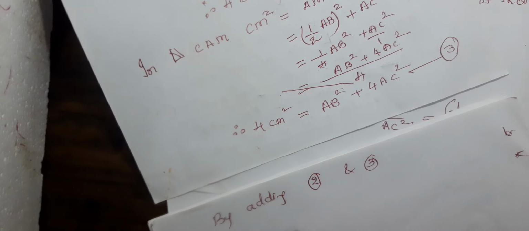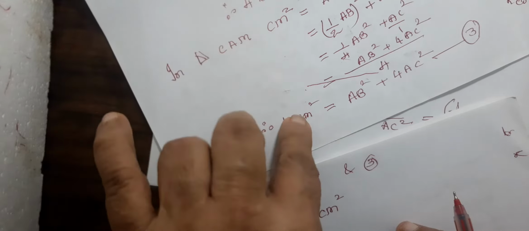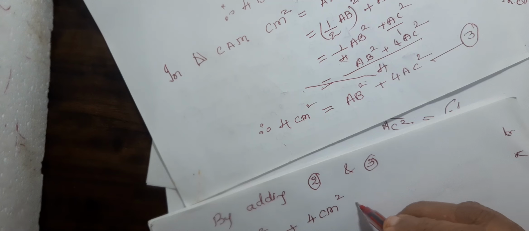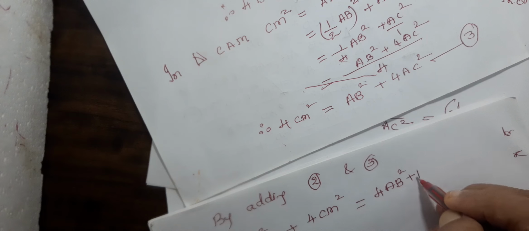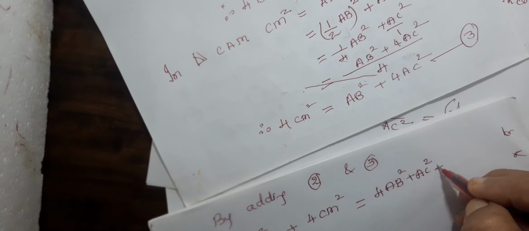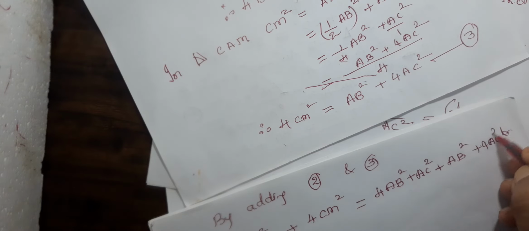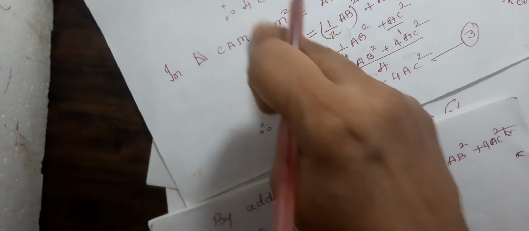So by adding 2 and 3, the meaning is, I am going to add the left hand sides, 4BL squared plus 4CM squared, of those two equations. And I will add the answers of what I have got in the right hand side. That also I will add. So this is equal to 4AB squared plus AC squared plus AB squared plus 4AC squared. What I have done, I have added the right hand sides, I added the left hand sides.